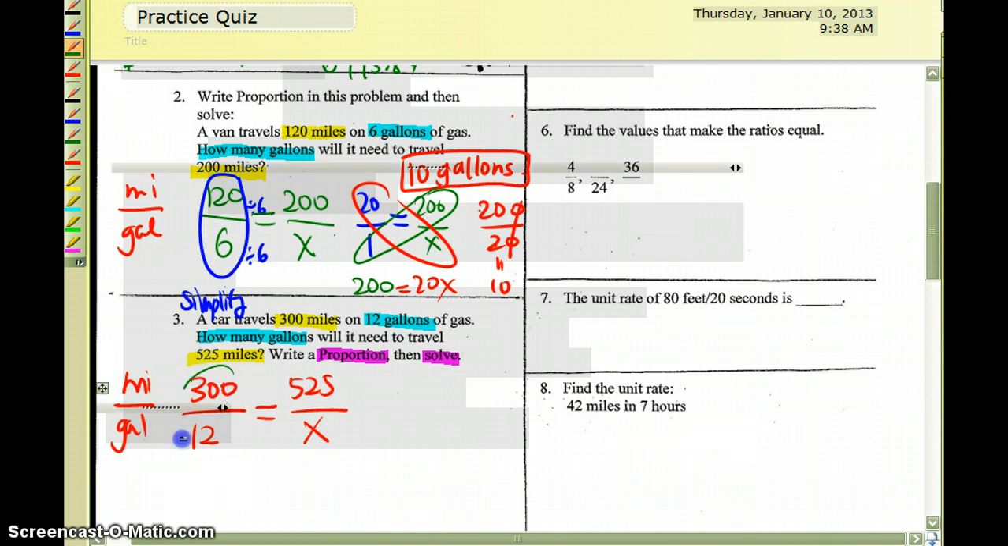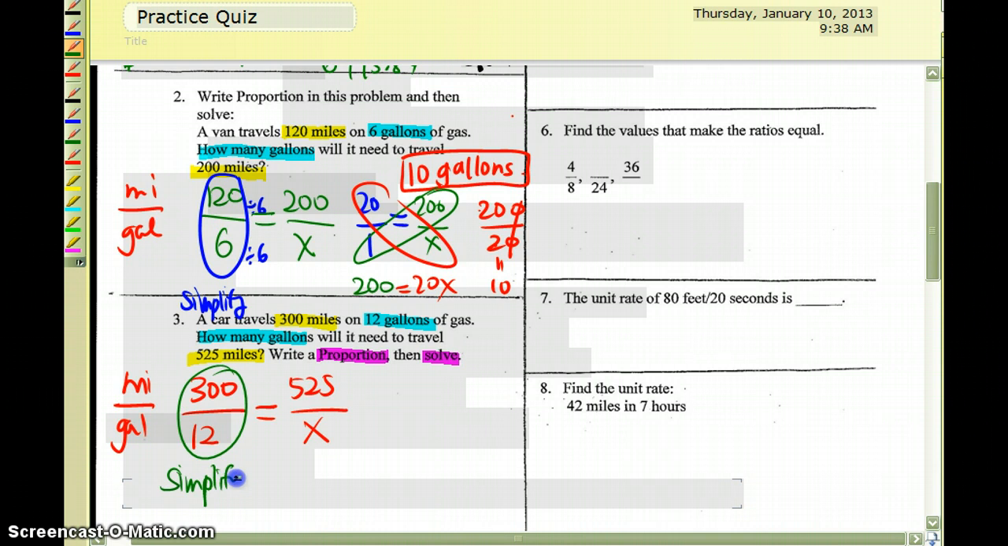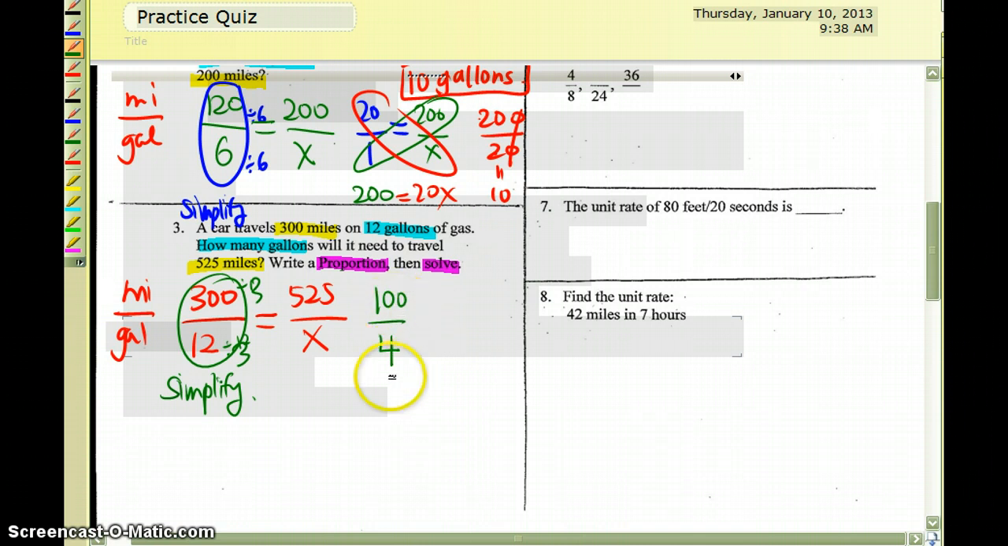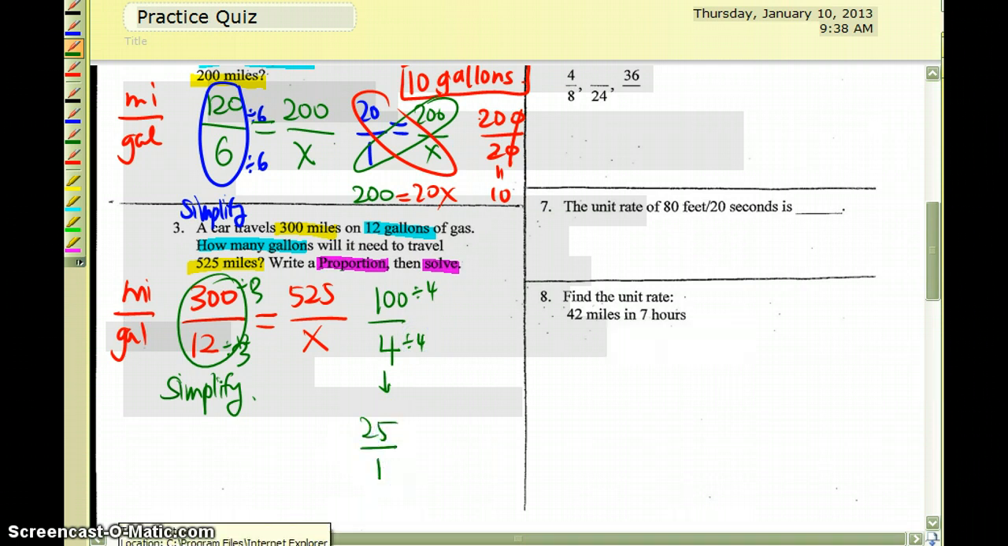Before I do that, I know that this fraction can be simplified, so I am going to do that to keep things easier for me. You don't have to, but I choose to just to help me. Divide both by 12. Actually, let's see, divide by 3. Sorry. Giving me 100 over 4. I know I can actually simplify that one more time, dividing both by 4, giving me 25 over 1. So really it's 25 miles for a gallon of gas, equaling the other ratio that I have there, 525 miles over an X number of gas.